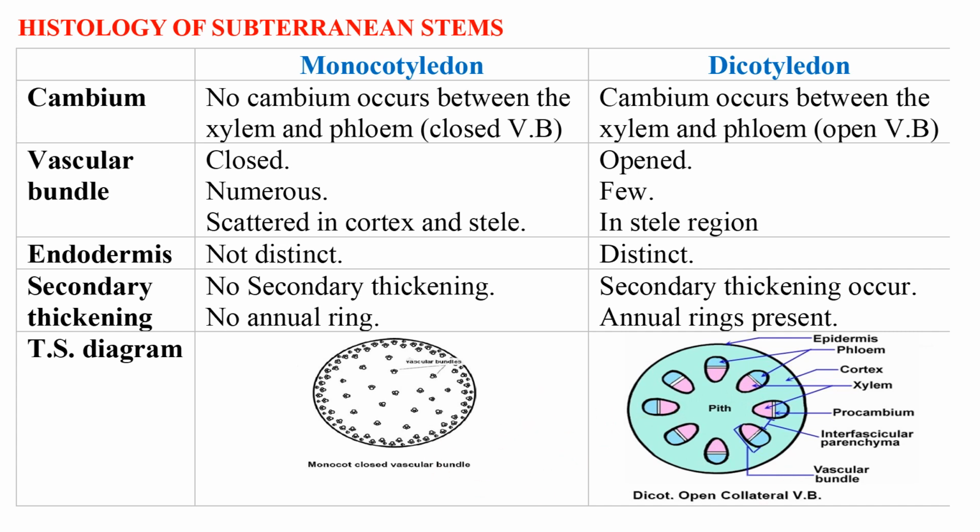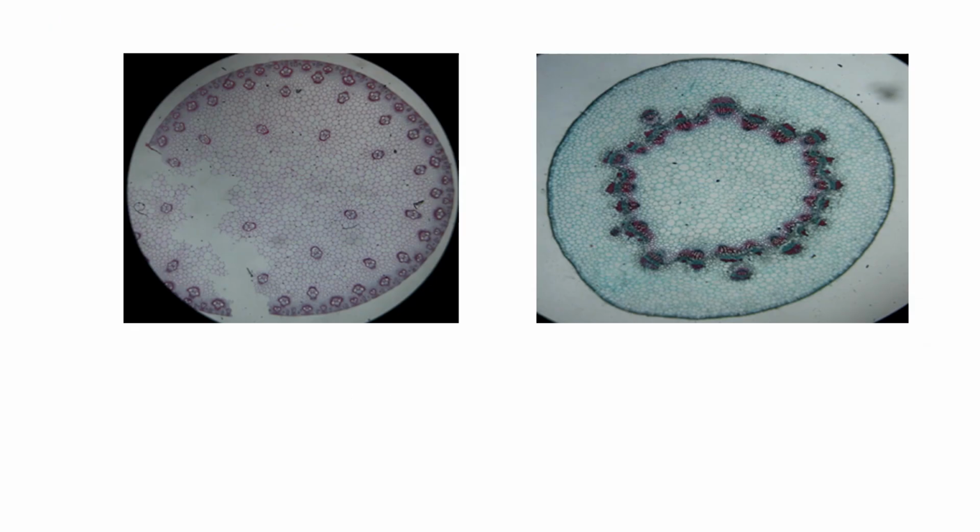So obviously from the photo of the TS diagram we can conclude whether the plant is monocot or dicot. Take a while to look at these two real TS diagrams of two subterranean stems. We can conclude that this one is a monocot because the vascular bundles are closed, small in size, numerous, and distributed in the whole TS diagram, while this one is a TS diagram of a dicot subterranean stem because the vascular bundles are big in size, few in number, and concentrated or present in the stele region only.